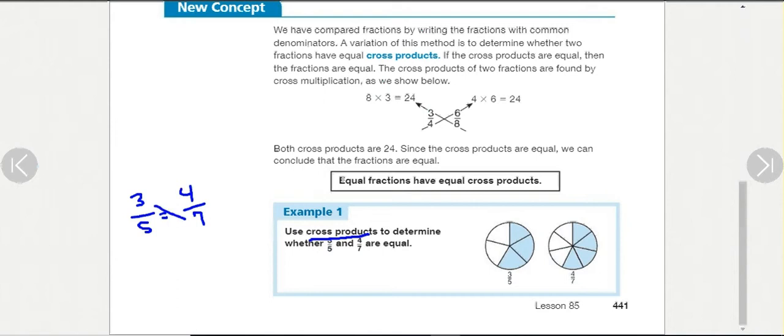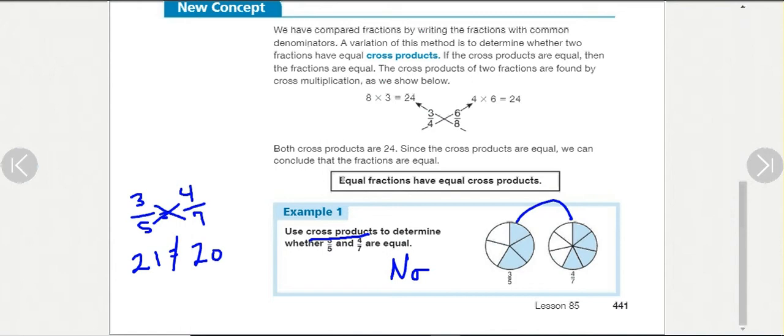7 times 3. Cross product is 21. 5 times 4, what's that? 20. Are these equal? No. So therefore, they are not. Even though you look at the picture, they look very close. It's kind of hard to tell in a picture when it's this close.